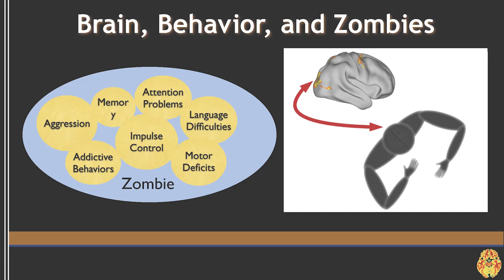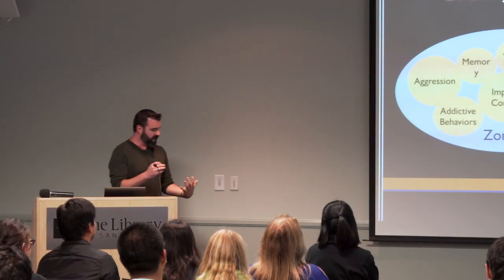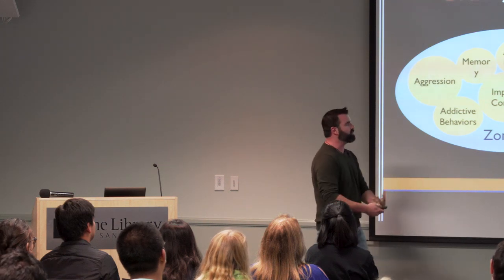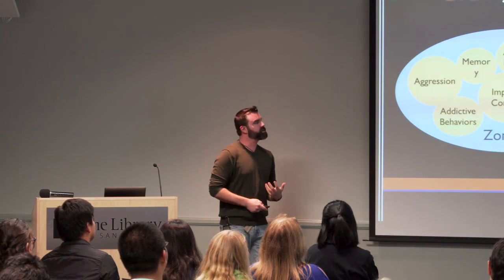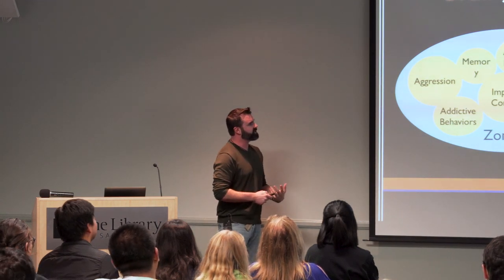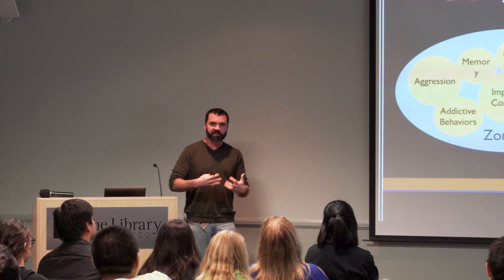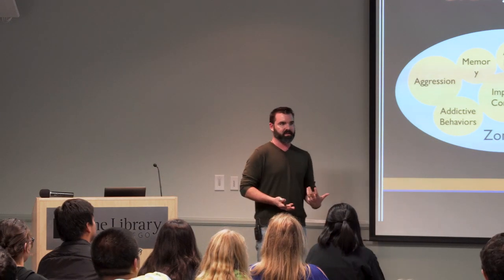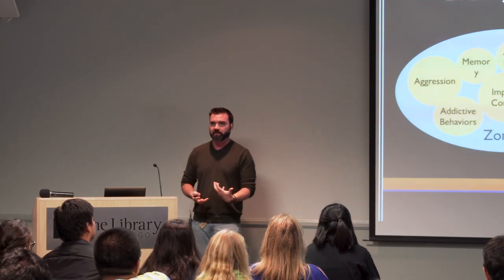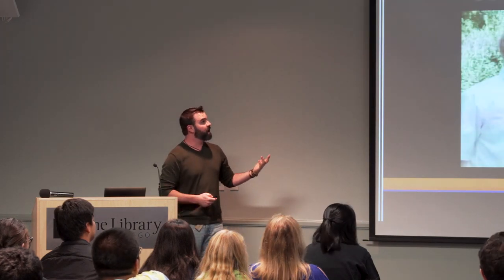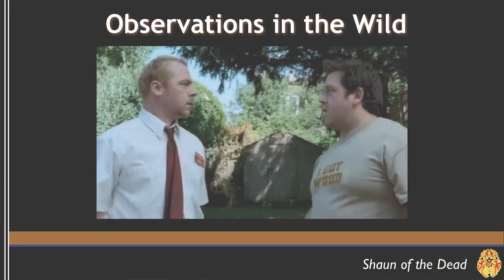So we have this cluster and we know a lot about the neuroscience side of how the brain gives rise to motor control, our ability to move. How does it give rise to speech and language? How does it give rise to attention, memory, aggression, addictive behaviors, impulse control? We have a fair amount of knowledge built up over the years. The neuroscience peer-reviewed literature is about 3 million papers deep. There's 200 years of formal neuroscience research that has been done in all these different domains. And so we know a lot about how the brain gives rise to these things.